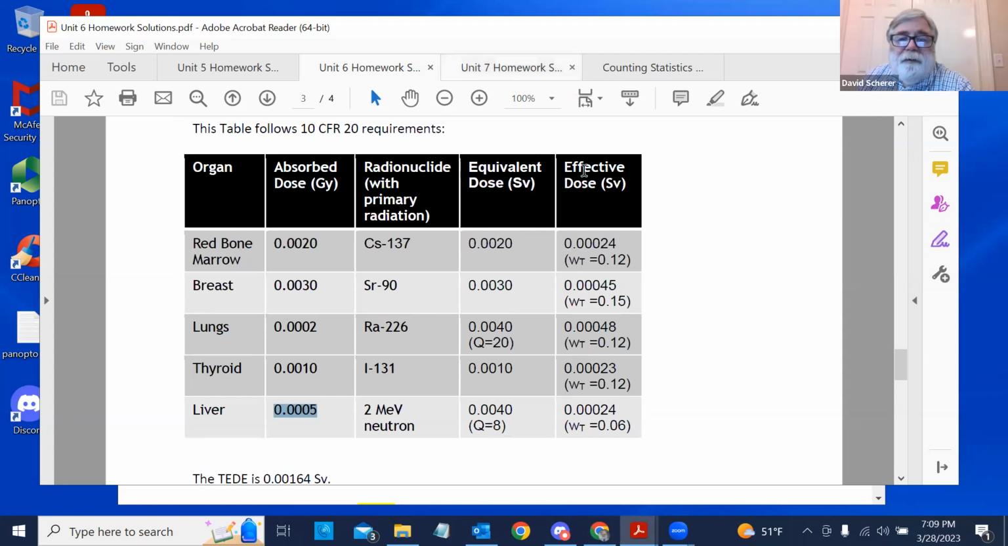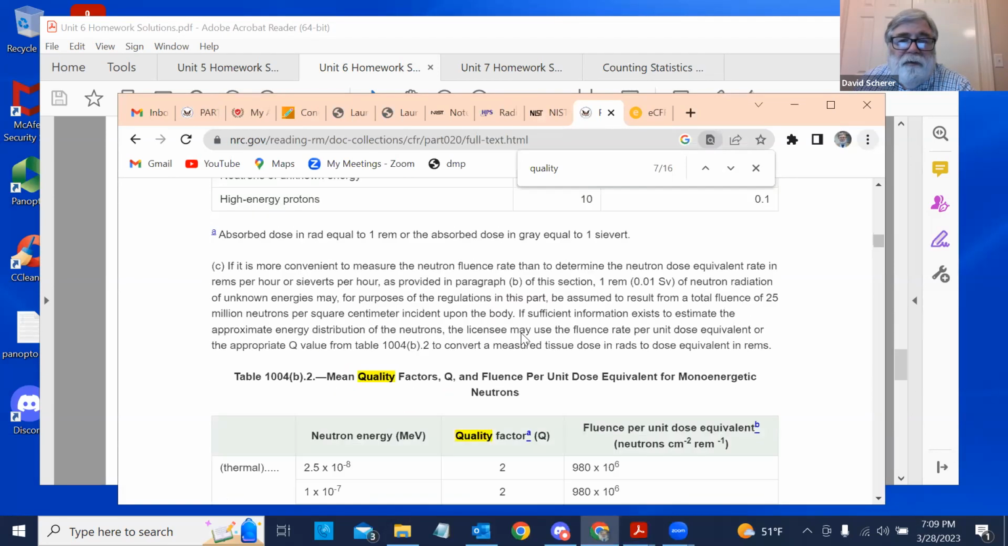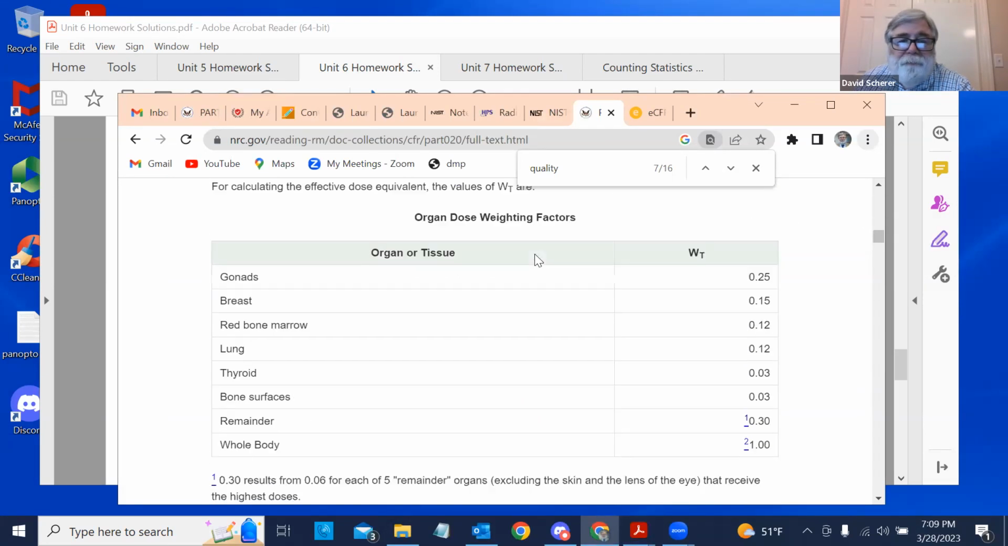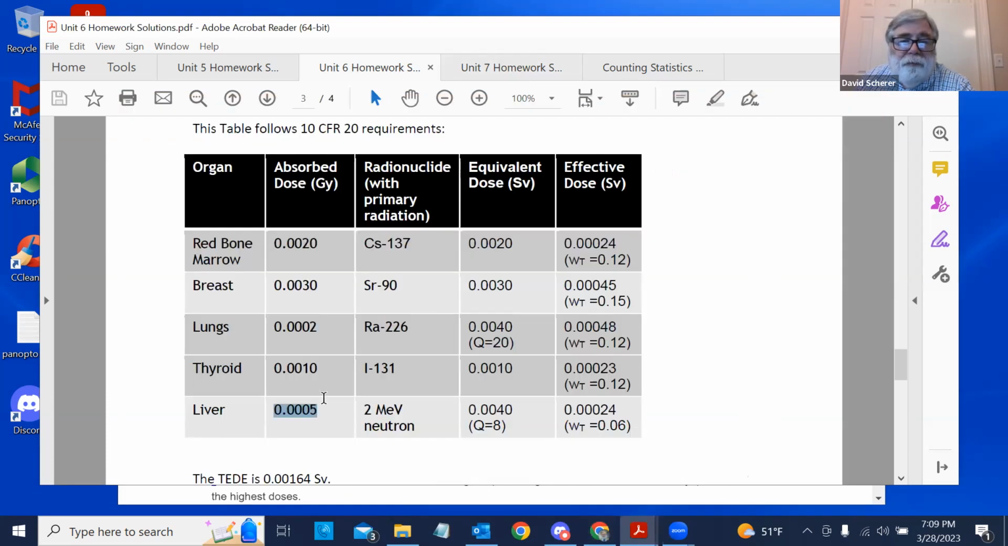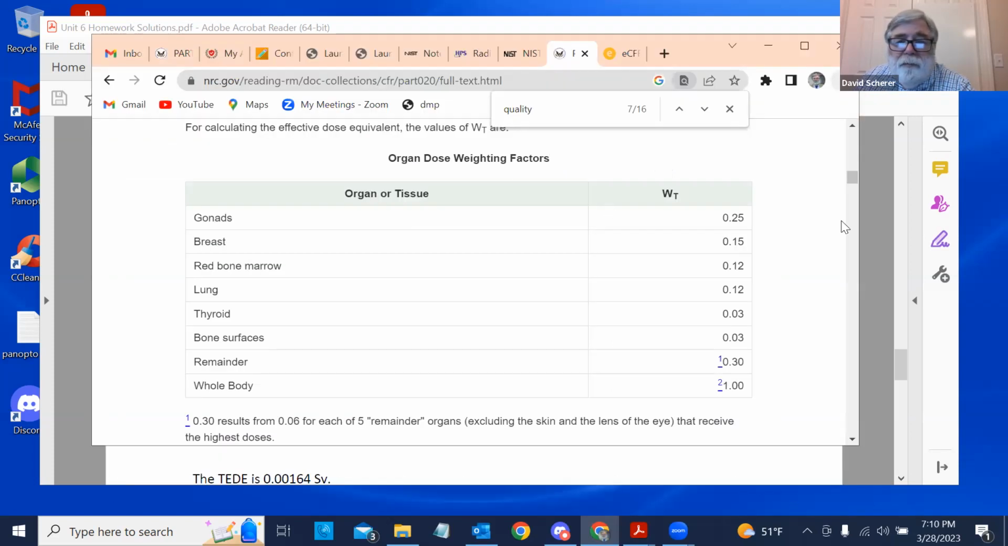Effective dose: I have to multiply by the tissue weighting factors to get the effective dose, right? So the effective dose is defined as the equivalent dose times the tissue weighting factor. What are the tissue weighting factors? They're also here, right here. And we're looking for the tissue weighting factor for liver. Well, we're looking at the tissue weighting factor for all of them. So we have red bone marrow, it's 0.12. We have breast, 0.15. We have lungs.